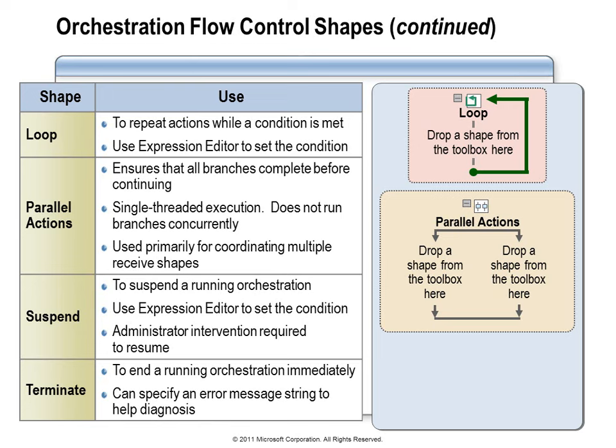So the parallel action shape is really intended to handle those situations in which an orchestration needs to receive multiple messages and it doesn't know the order in which they will arrive. And we're going to revisit that in Module 15.